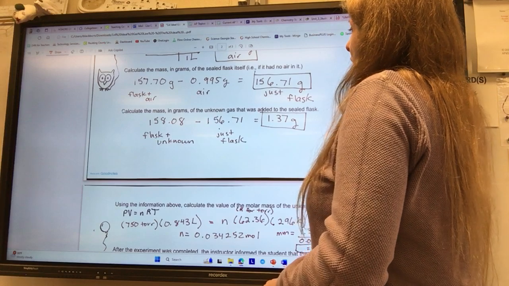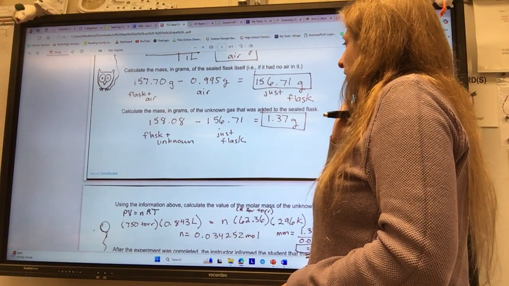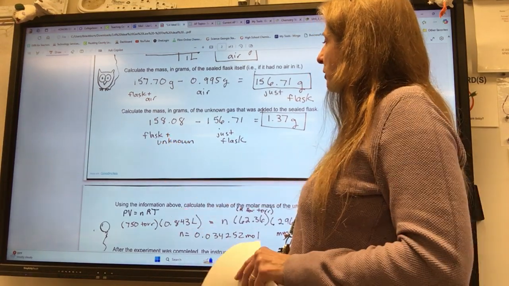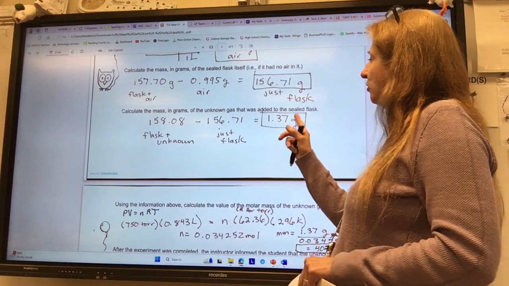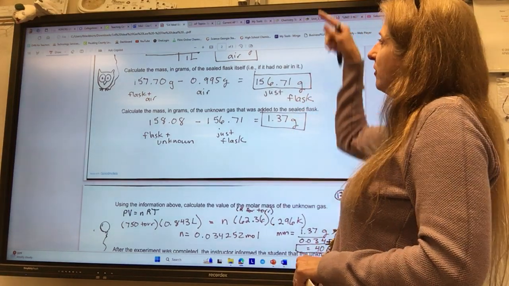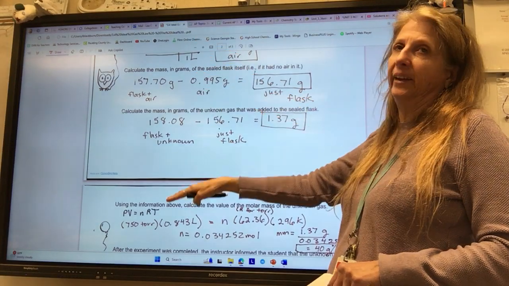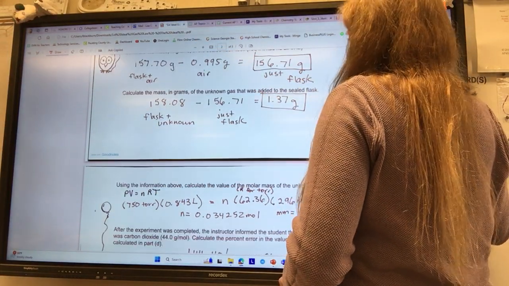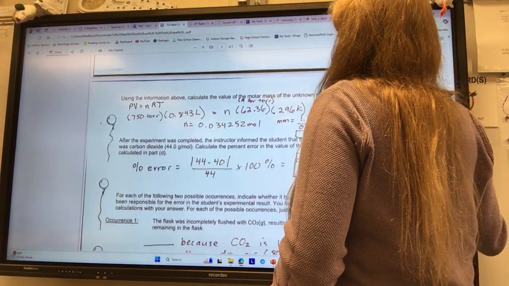Okay, now calculate the mass in grams of the unknown gas that was added to the sealed flask, okay? So we got from our data table the flask plus the unknown, and we can subtract just the flask and we can get our new mass. Do you see how these are easier than that was? It went a little hard, easy, easy. Do you see that? Okay. All right, so everybody good so far? You don't have to write anything, you just have to listen. I ran this off for you.